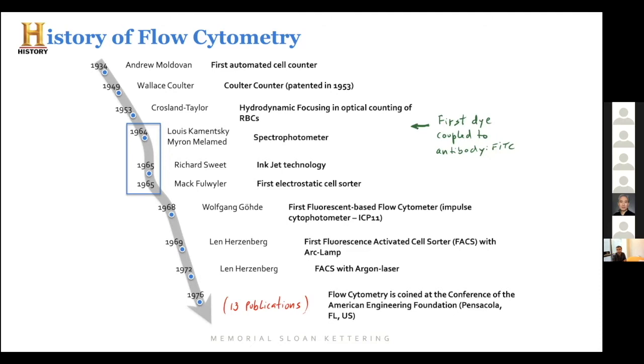But luckily, Mac Fulwiler wasn't really a biologist. And so he said, why don't we try? And it actually worked very well for lymphocytes. And it's great because immunology and flow cytometry co-evolved since then. It was just a few years later that Len Herzenberg added an arc lamp to this electrostatic cell sorter, which was pretty impressive, and coined for the first time the term FACS for fluorescence activated cell sorter.